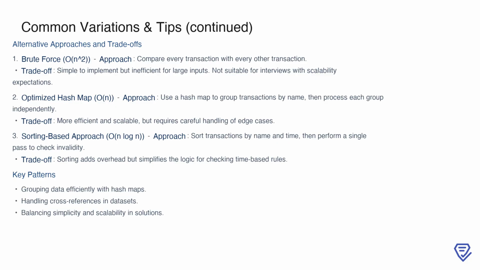Another option is a sorting-based approach, where you sort transactions by name and time, then perform a single pass to check for invalidity. This has a complexity of O(n log n) due to the sorting step, but it can simplify the logic for time-based checks. Key patterns to focus on in any solution include grouping data efficiently with hash maps, handling cross-references within datasets, and balancing simplicity with scalability to meet the problem's constraints and expectations.